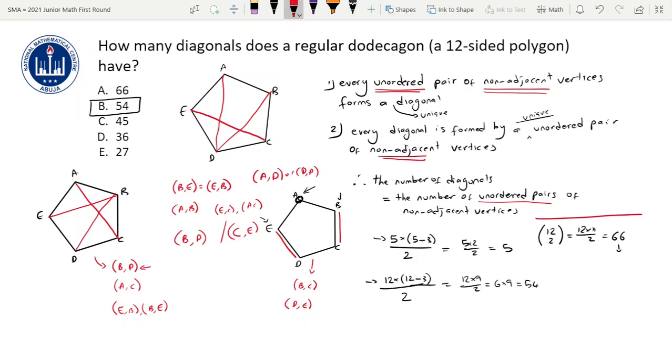So out of these 66 total pairs that we had here, 12 of them are going to be made up of adjacent vertices. So we have 12 adjacent pairs. And since we're looking for just the pairs that are made up of non-adjacent vertices, they're going to be 66 minus 12, which is 54 of them, and we still arrive at the same answer that we got the first time. So that's how to go about solving question 59 of this exam.